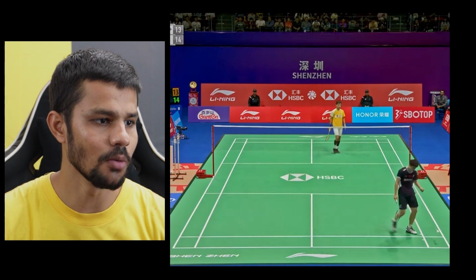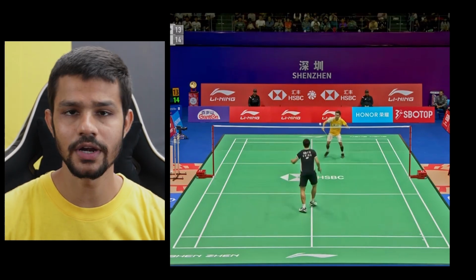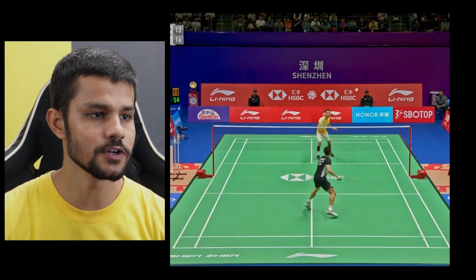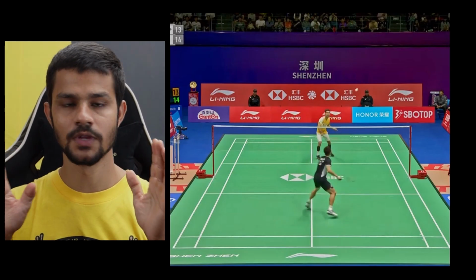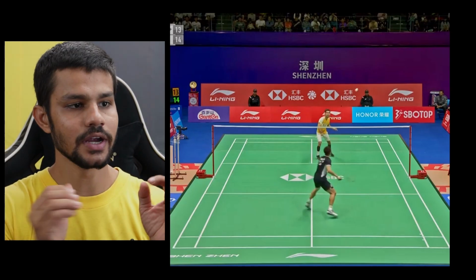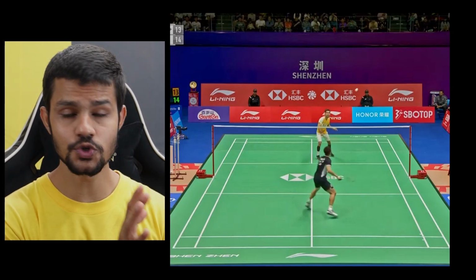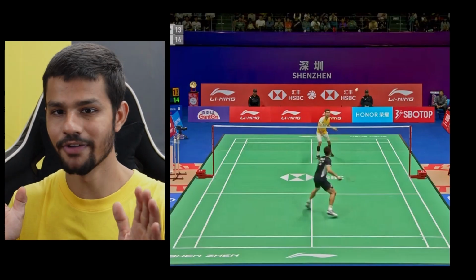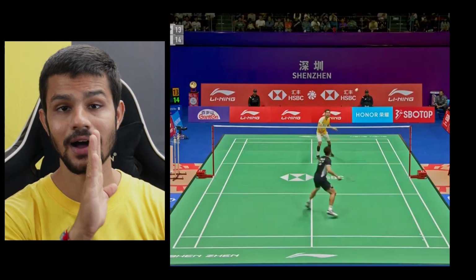That's it. Let me talk about that thing first. Just look at the position, okay? Look at the legs movement of Shi Yu Qi. First thing he did was just moving his body rightways. The second Sen Lakshya hit that shot, the first thing Shi Yu Qi did is just move rightways. The second thing Shi Yu Qi did is take that shuttle halfway.